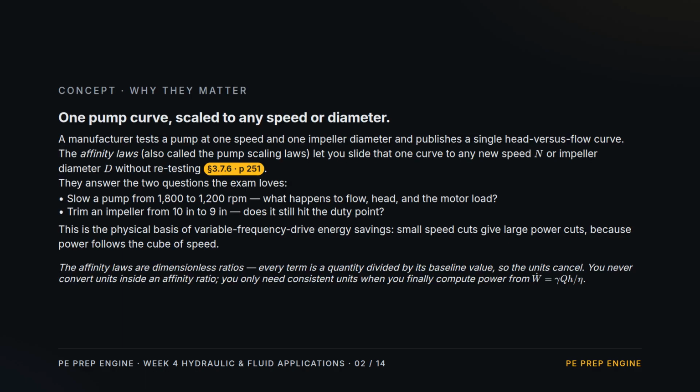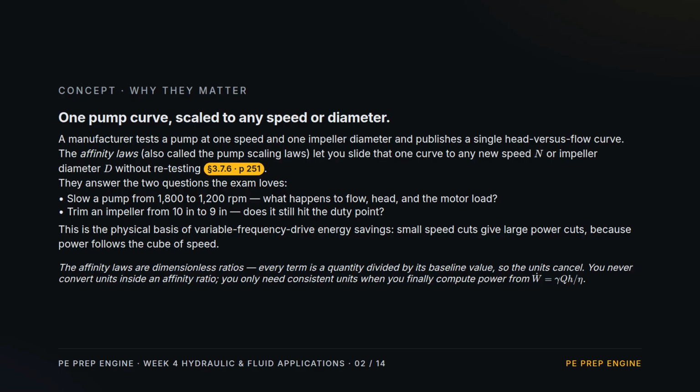Why they matter. A manufacturer tests a pump at one speed and diameter and publishes one head versus flow curve. The affinity laws slide that curve to any new speed or diameter without retesting. They answer the two questions the exam loves. Slow a pump down, what happens to flow, head, and motor load? Trim an impeller, does it still hit the duty point?